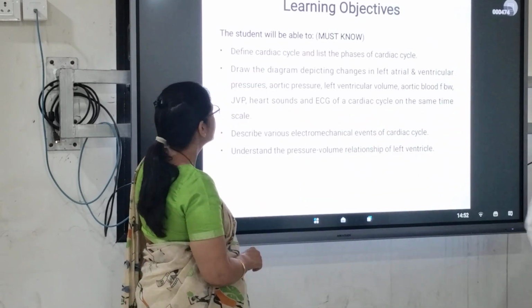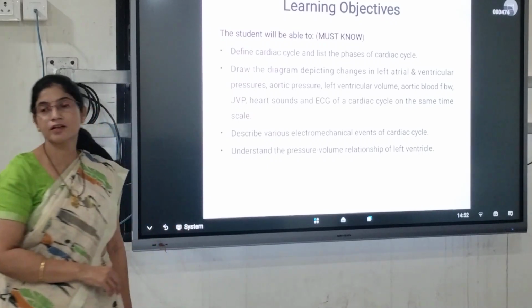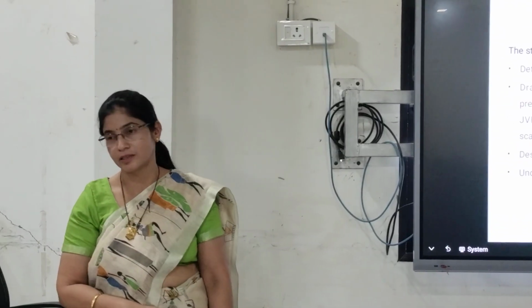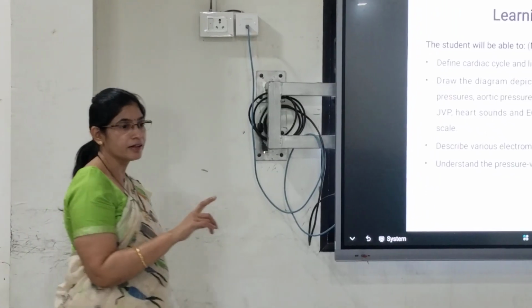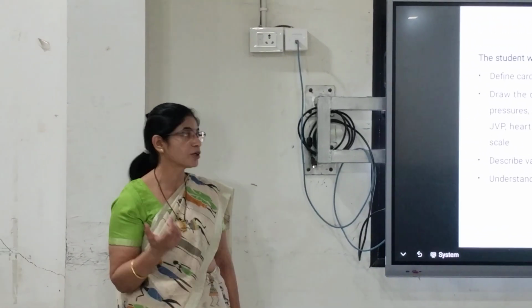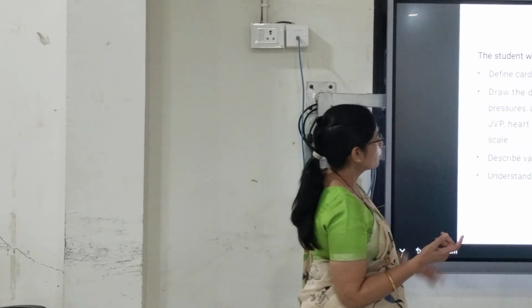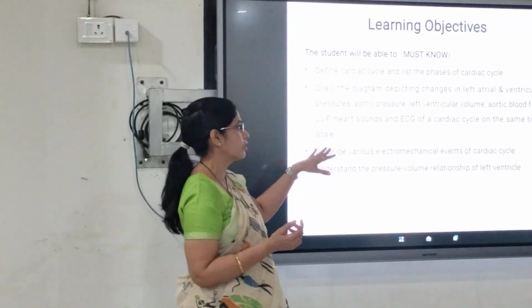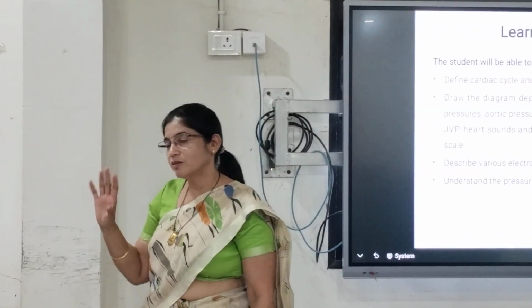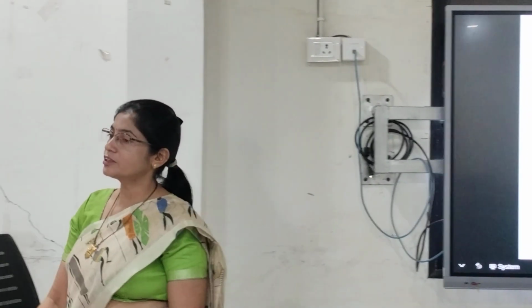So cardiac cycle, you should define the cardiac cycle and you should know the different phases of the cardiac cycle. You should know how much is the atrial systole, atrial diastole, ventricular systole and ventricular diastole. Pressure changes are not much important, but when you are recording the blood pressure, your systolic blood pressure is how much?